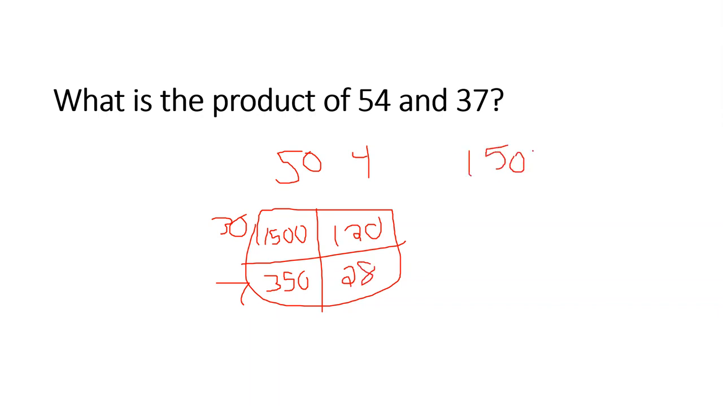1,500. Forgive my horrible, horrible handwriting. 120. 350. This is what happens when you move fast. 28. Zeros and eights. 9. 5, 6 plus 3 is 9.